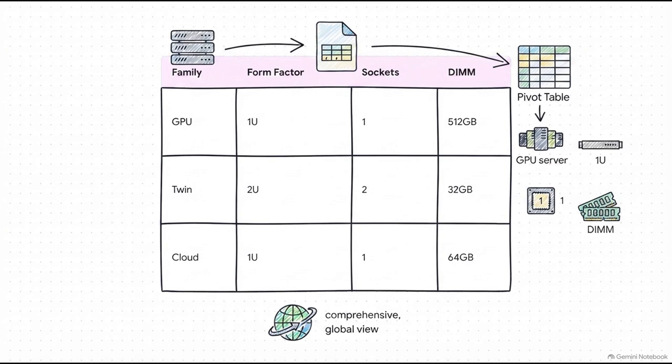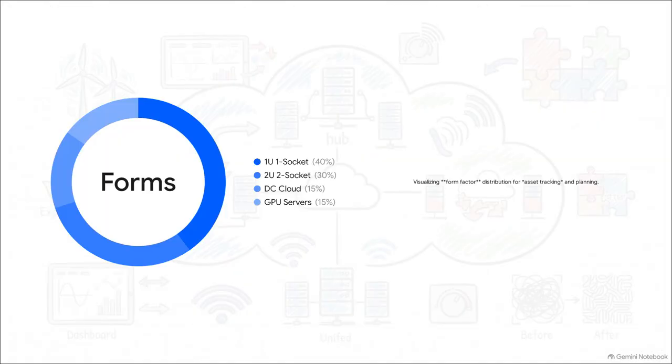Administrators can just trigger a dump of all those server component attributes straight into a CSV file. From there, that raw metadata drops perfectly into Excel pivot tables, giving you a comprehensive global view of everything: product families, form factors, CPU socket counts, and exact DIMM memory sizing across all your facilities. Visualizing this information takes asset tracking to a whole new level.